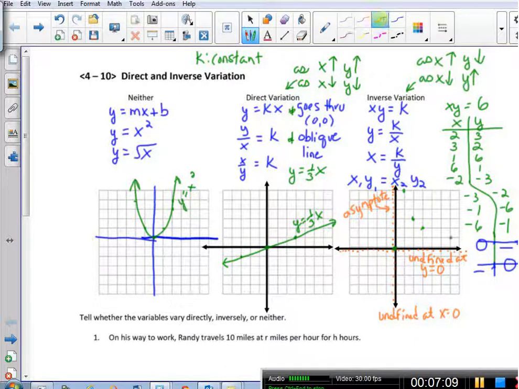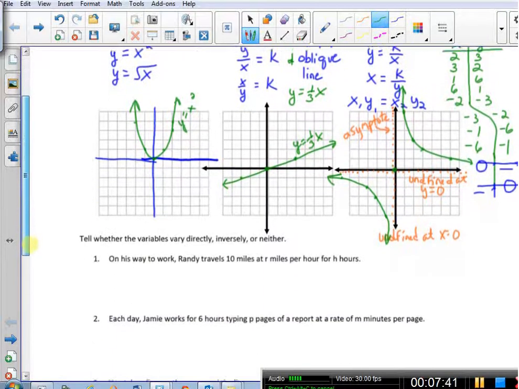So when I go to graph this, it never crosses that. It kind of just hugs those axes. And then when I plot into quadrant 3, negative 2, negative 3, negative 3, negative 2, same thing. It just goes like that. So that's what your graph will look like for an inverse variation. I'll show you another one. There's another one at the end of the lesson that's a little bit different, but same idea.